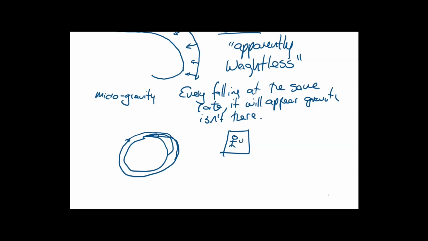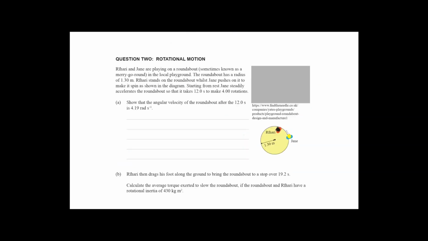So your can of Coke here, the contents are going to pull out, are going to sort of come out. And just like that, we're at rotational motion. So Rahari and Jane are playing on a roundabout at the local playground, good for them. A roundabout has a radius of 1.3 meters. Okay, so that's worth noting, 1.3 meters.